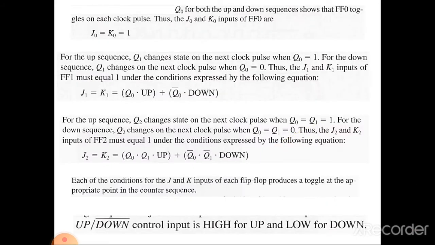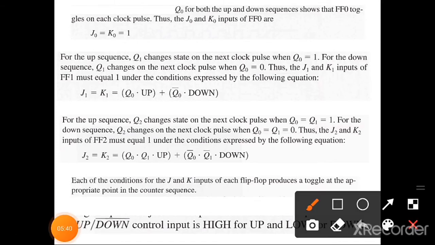So for Q2 changes, for an up sequence, Q2 changes when Q0 and Q1 both are 1. For a down sequence, Q2 changes on the next clock pulse when Q0 and Q1 both are 0. So the J2 and K2 input values in the flip-flop must be equal to 1 under this condition.